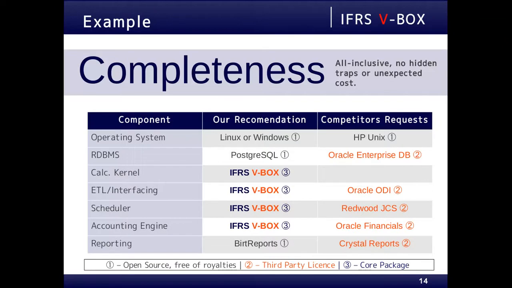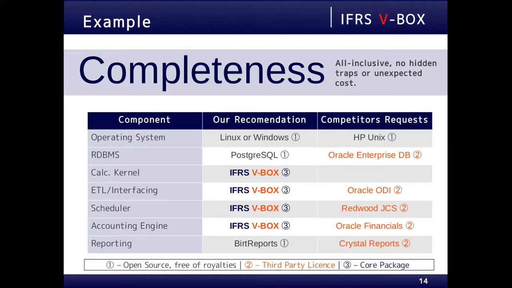Consider the following comparison between IFRS V-BOX and a competitor. First, IFRS V-BOX can run on any Linux or Windows operating system. At the same time, a competitor would typically require a specific operating system to be installed and maintained by the bank. IFRS V-BOX can use any relational database management system, including, for instance, PostgreSQL, which is free of royalties and is open source. A competitor would typically require a specific license for a specific database engine, like for instance Oracle Enterprise.